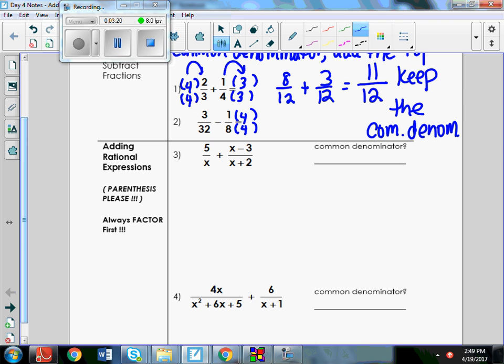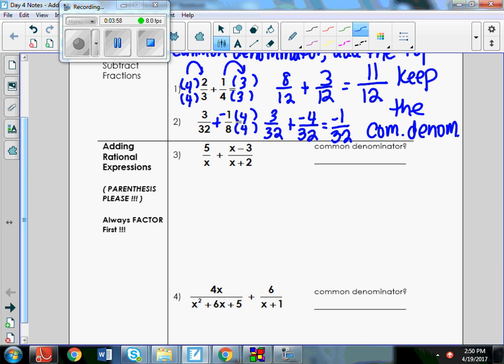Here I never subtract. Remember how we said we never divide? I never subtract. When I see subtraction, I go plus, minus. I'm just distributing the negative sign, and that will help you when your rationals get big. You don't have to, but it's easier if you make it addition and distribute the negative sign. So now I have 3 over 32 plus negative 4 over 32. Like y'all said, we add the numerators. 3 minus 4 gives you negative 1, and you keep the common denominator.